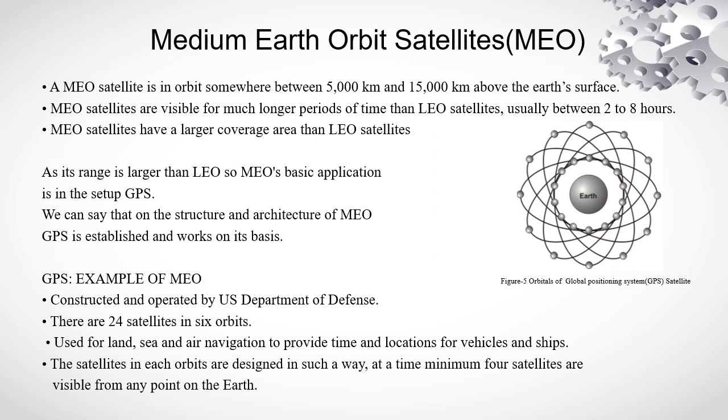There are 24 satellites in 6 orbits, used for land, sea and air navigation to provide time and location for vehicles and ships. The satellites in each orbit are designed in such a way that at any time a minimum of 4 satellites are visible from any point on the earth.